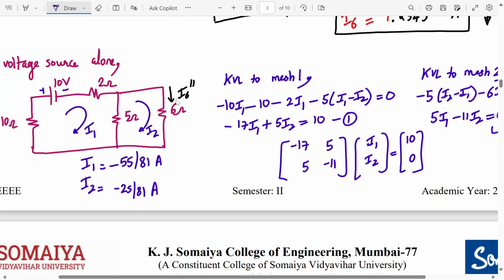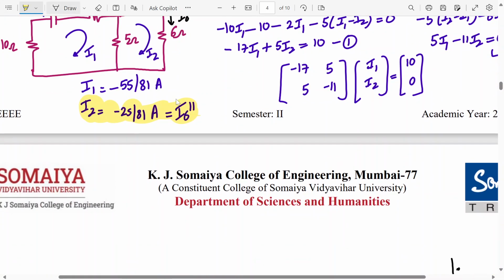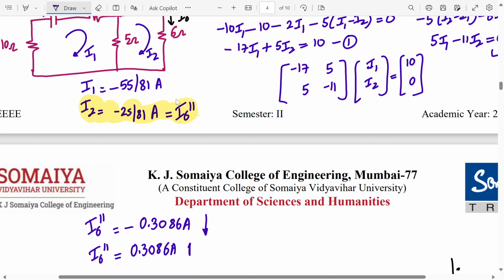And I2 is nothing but the same as I6 dash. So this is I6 double dash. Yeah, so that's the answer. You're getting current negative. That is allowed? Yes, that is allowed. So I6 double dash, if you convert this, will be minus 0.3086, right? Direction is down. But if you want to write it positive, you can change the direction of current. It should go above. Got this?